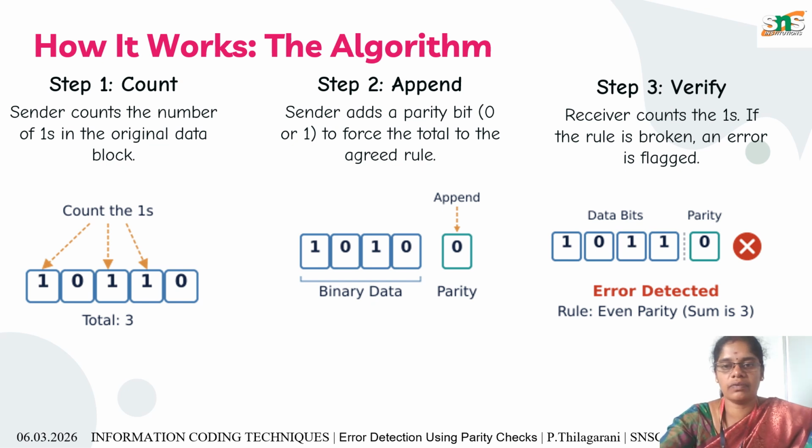Step 3, verify. The receiver counts the ones. If the rule is broken, an error is flagged. The data bits are 1011 and the parity bit is 0. Here an error is detected: the rule is even parity, but the sum is 3.